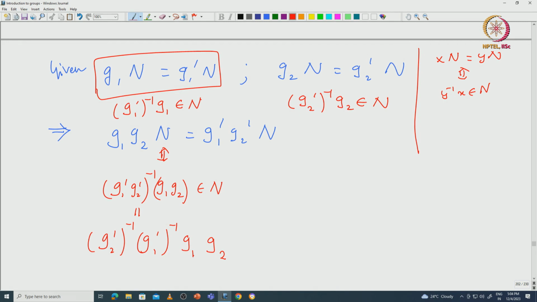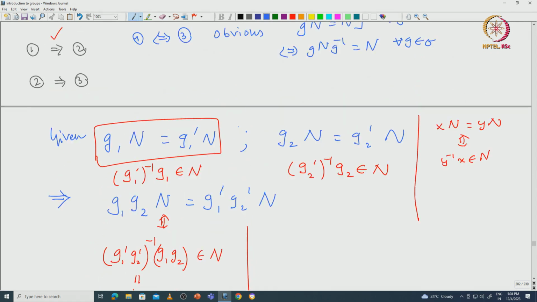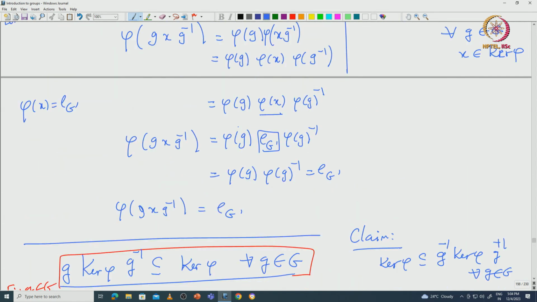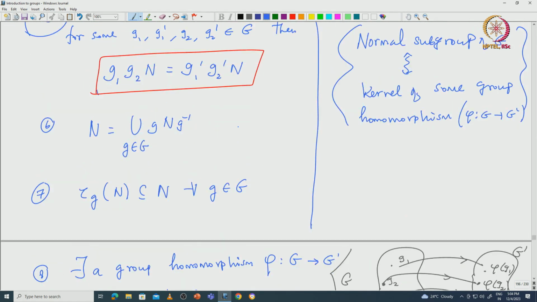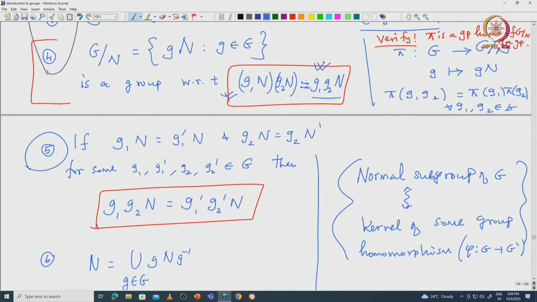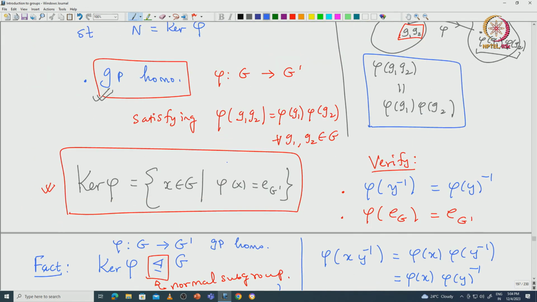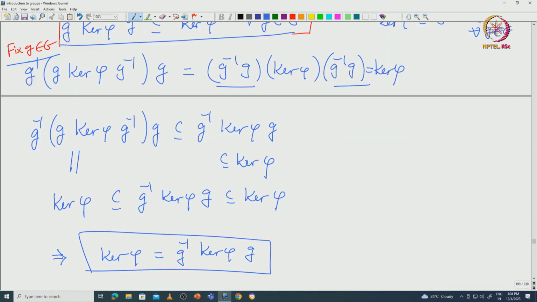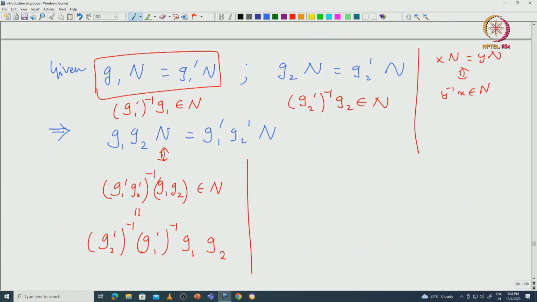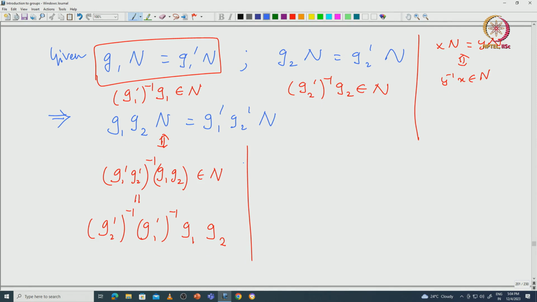So now, let's do the computation. We want to prove that the product that we have defined on the cosets must actually be well defined. So let's compute this. So this is indeed okay. So we have to verify.